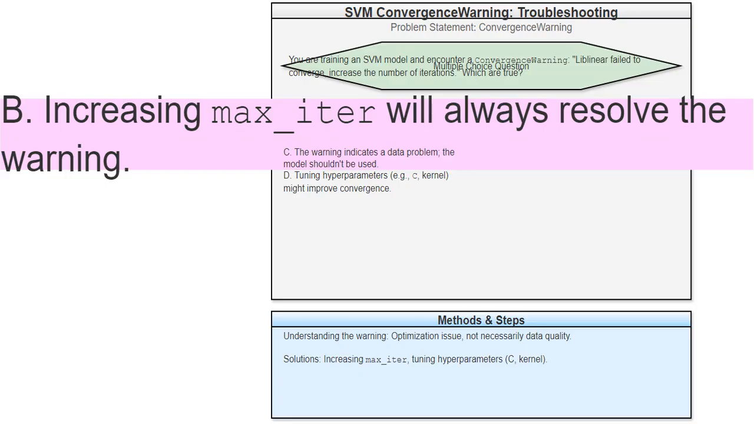Increasing the maximum number of iterations, max_iter, might fix the warning by giving the algorithm more time to converge. That is, it gives the algorithm more chances to find a better solution. However, it isn't a magic bullet. It's not guaranteed to work, because the root of the problem could be something else entirely. It's like adding more fuel to a car. If the real problem is a flat tire, you'll waste fuel and not fix the problem.